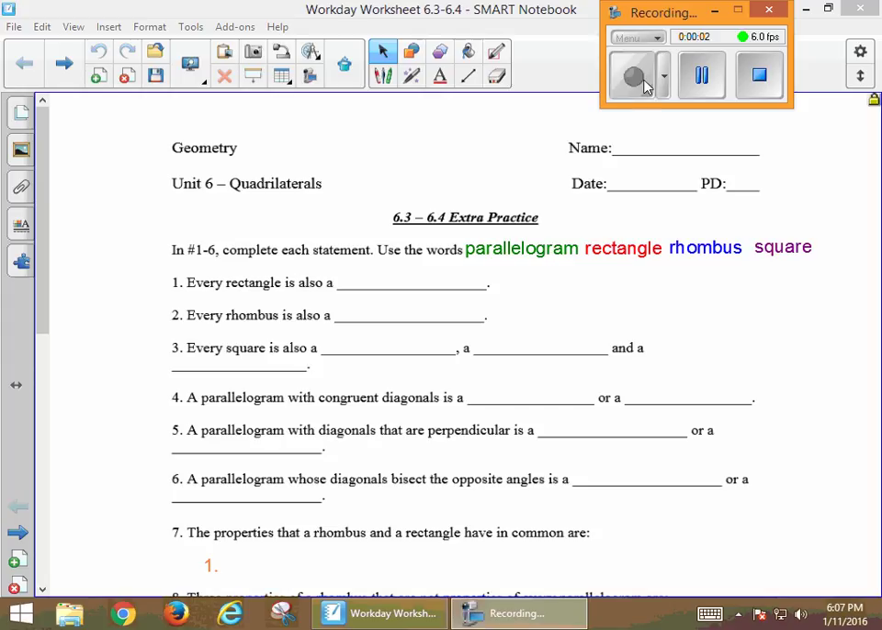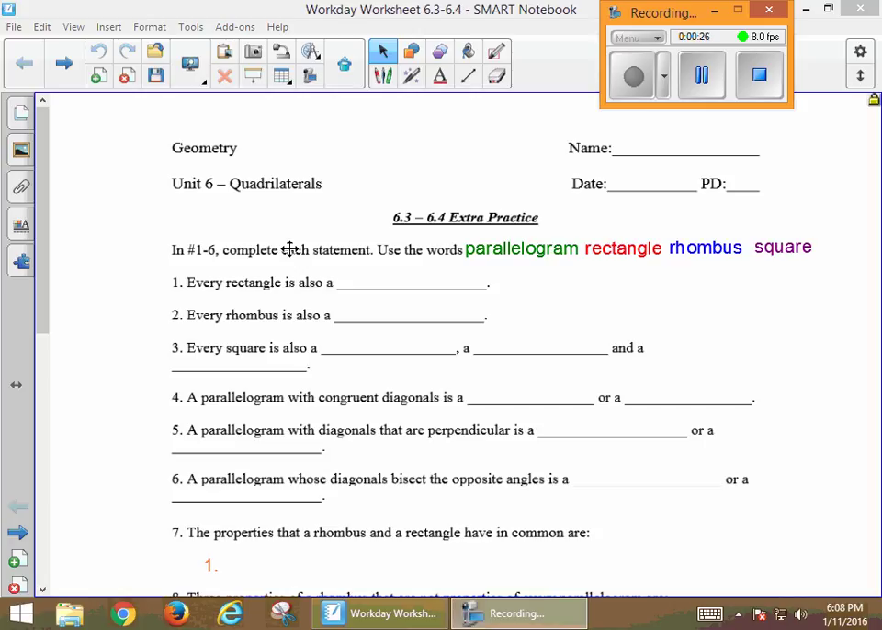Welcome to 6.3 and 6.4 extra practice in Unit 6 Quadrilaterals. In number 1 through 6, we are asked to complete each statement using the words parallelogram, rectangle, rhombus, and square. A piece of advice for this section is think back to the flow chart that we had on the board and in our notes. Every rectangle is also a blank.